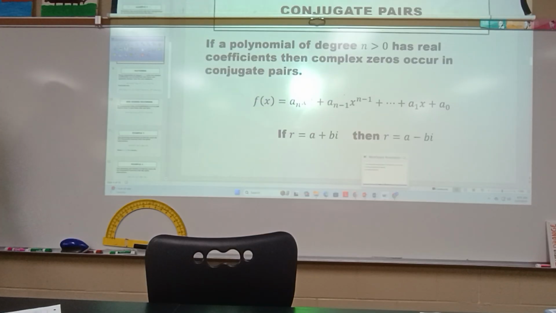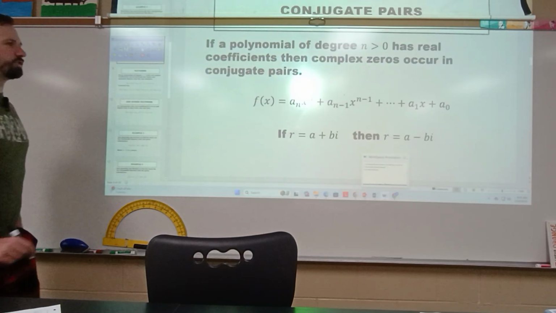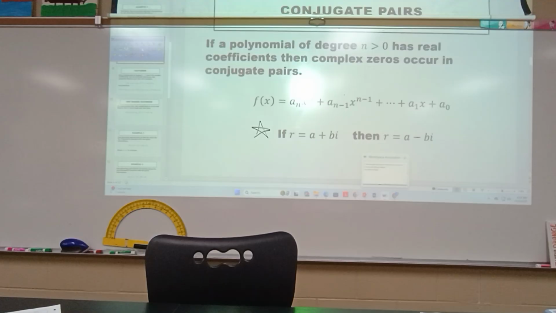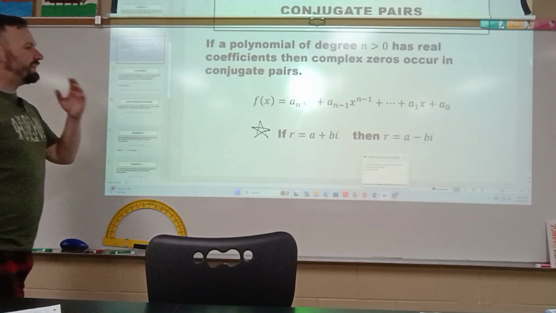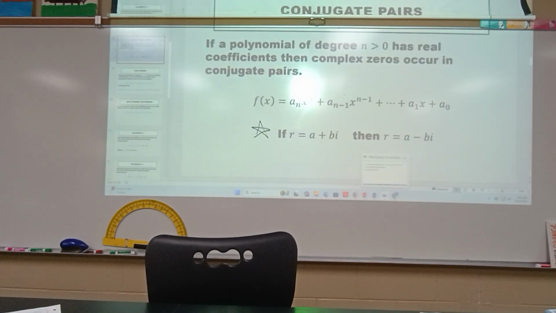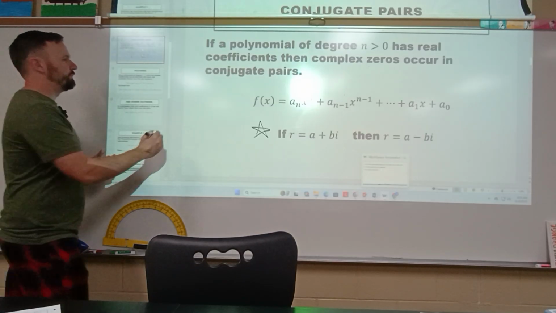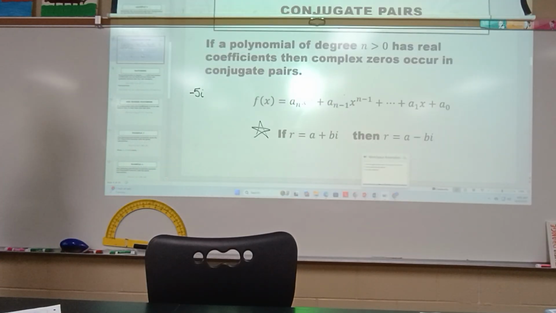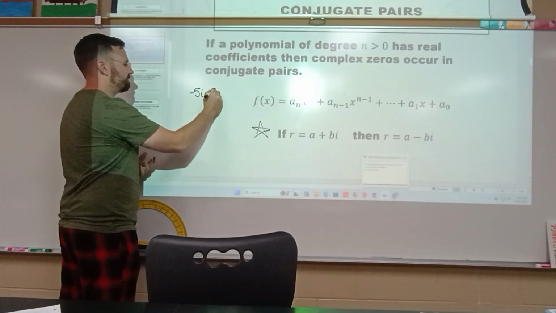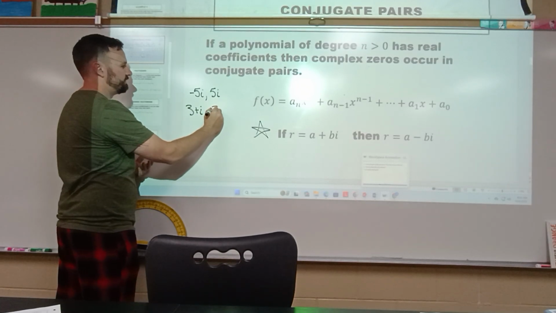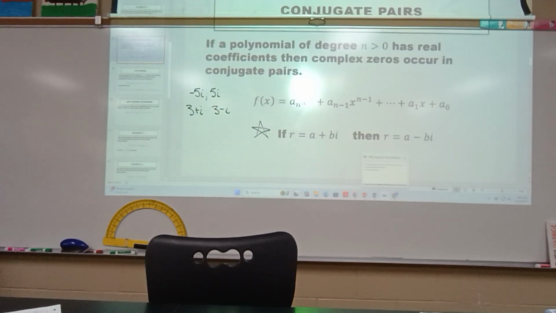Star this. It will come up once in a while, but not too much. All it's saying is, if a plus bi is a 0, a minus bi has to be a 0. So if I give you one of the zeros is negative 5i, what's another 0 have to be? Positive 5i. If I give you a 0 is 3 plus i, that means I also have to have 3 minus i. No matter what, because the i's have to cancel.